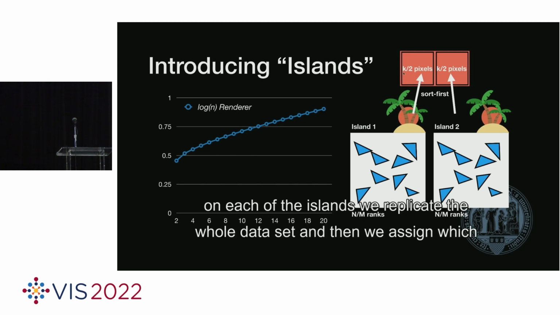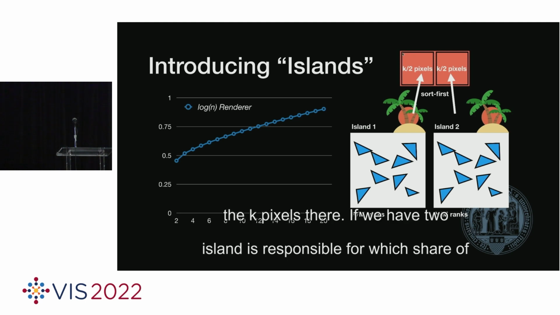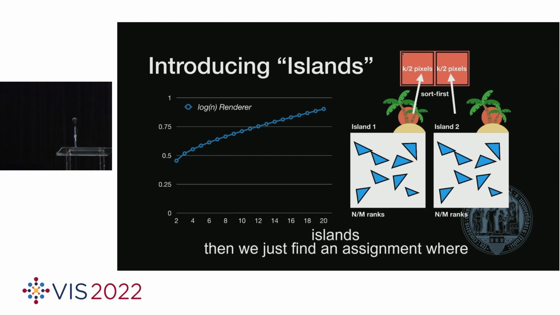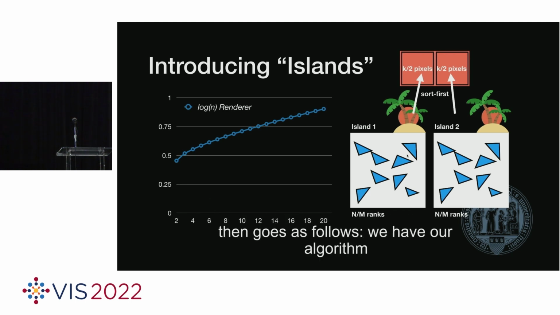Then we assign which island is responsible for which share of the k pixels. If we have two islands, then we just find an assignment where each island is responsible for half of the pixels. This arguably very simple algorithm then goes as follows. We have our assignment of the data to our islands.